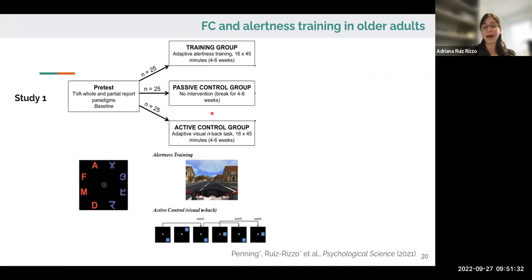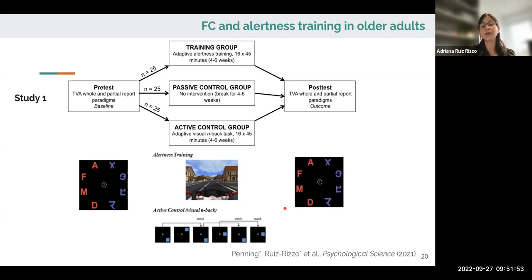or they could be part of the passive control group. This was just the group that didn't have any intervention, just did the pre-test and post-test. And the active control group, which was a group that had a different type of training. This was working memory training. And then after that, there was the post-test session in which, again, full report task was used and visual processing speed was obtained.